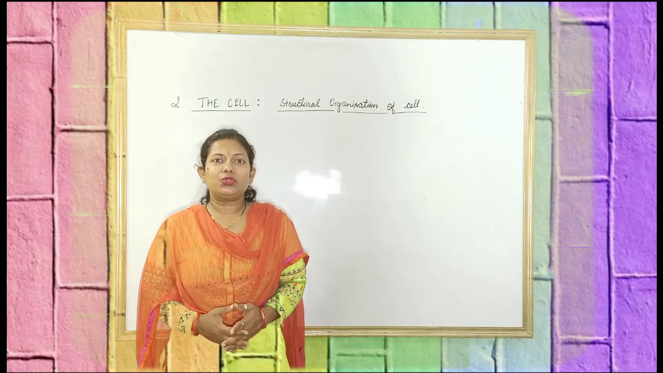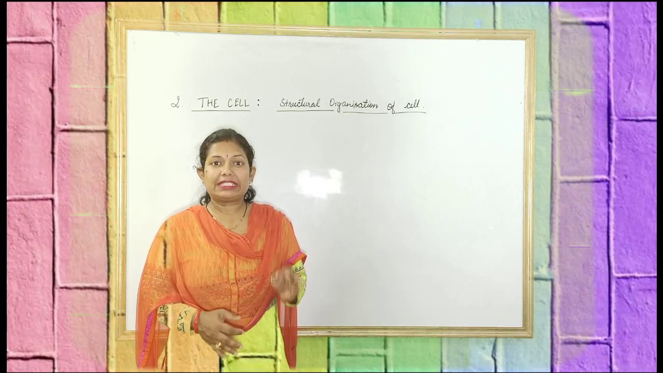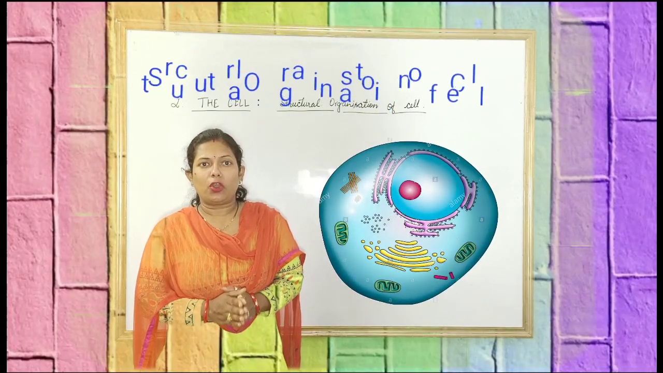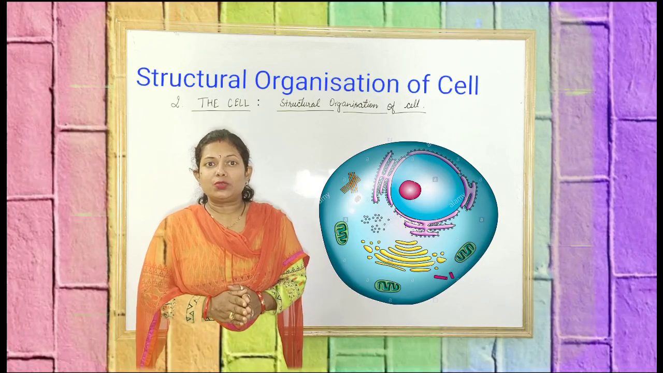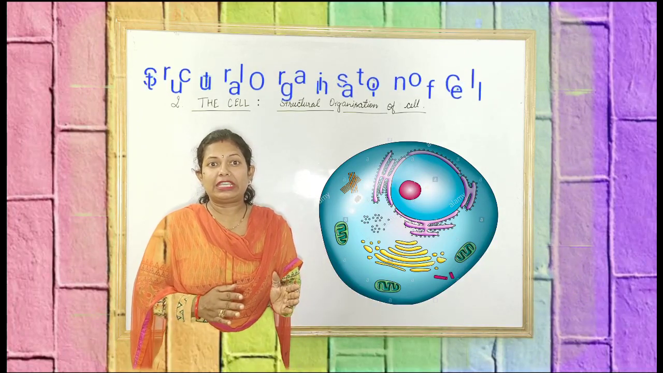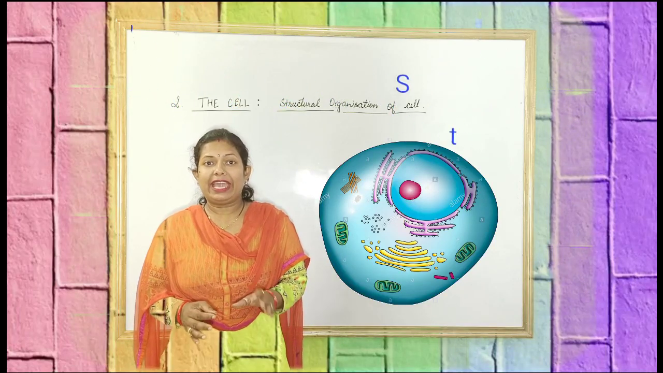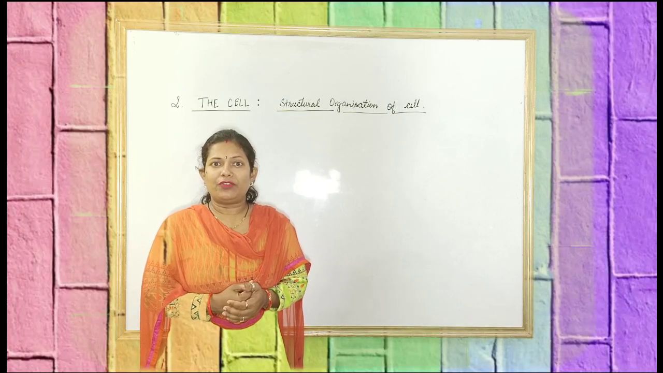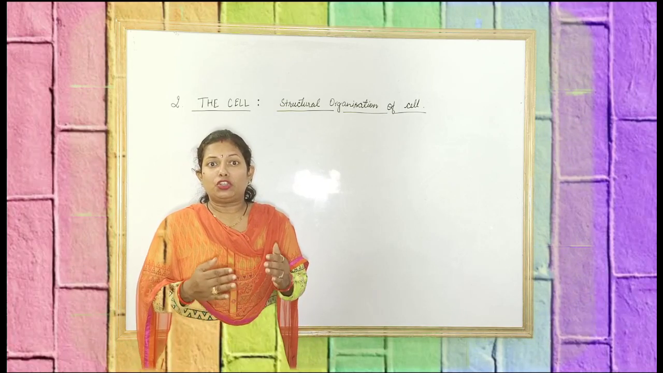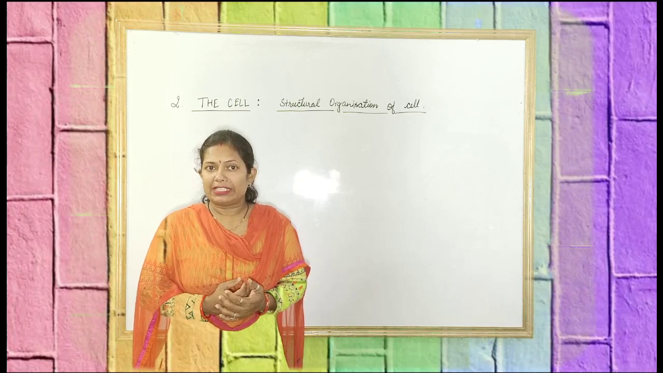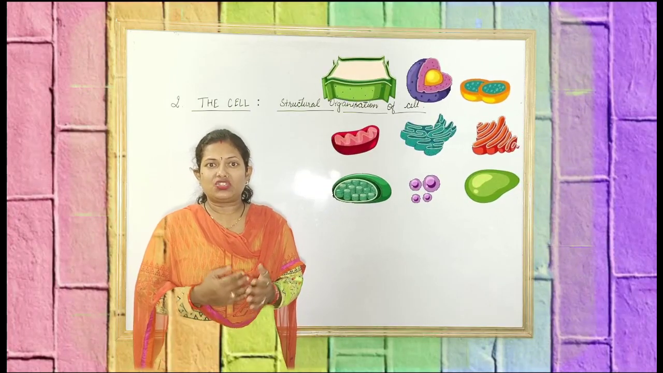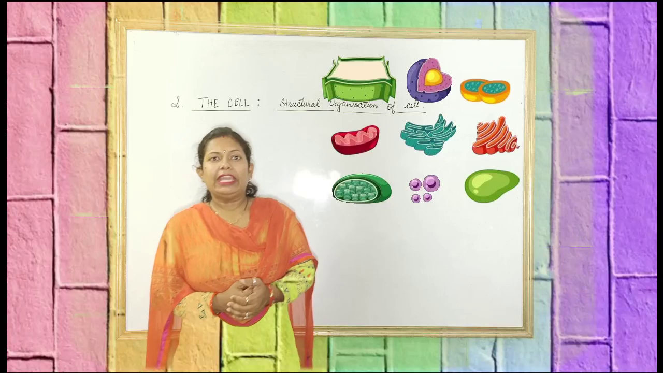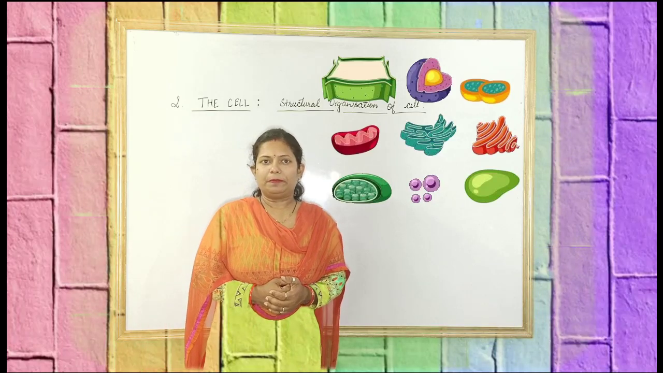This is Shyam Pragya and today we will discuss the chapter The Cell, and in this chapter the topic is structural organization of the cell. In the previous class we discussed many things like diversity based upon shape, size and number of the cells. So cell diversity we have already discussed, and today we start the topic structural organization of the cell, in which we study the structure and function of different cell organelles. So let's start.